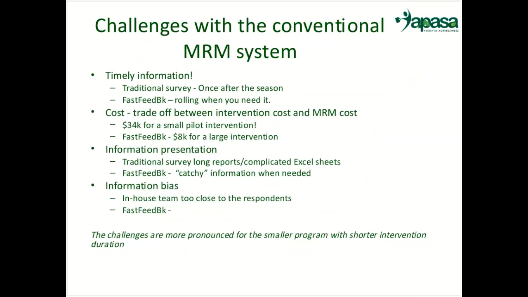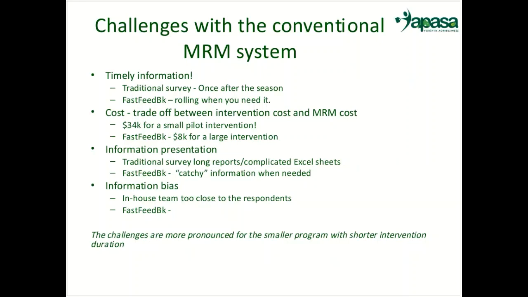There are challenges with traditional systems. If you're doing big surveys, it tends to be once after every season. But with fast feedback, it's rolling whenever you need it. We could do 3 or 4 interviews throughout the season and be able to change course accordingly. There's also the cost trade-off between the intervention cost and the MRM cost. So as I said, the big survey was very expensive for a small pilot. And the fast feedback is much cheaper for a large intervention.